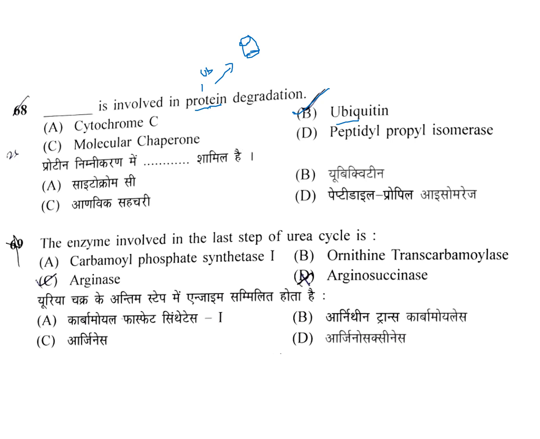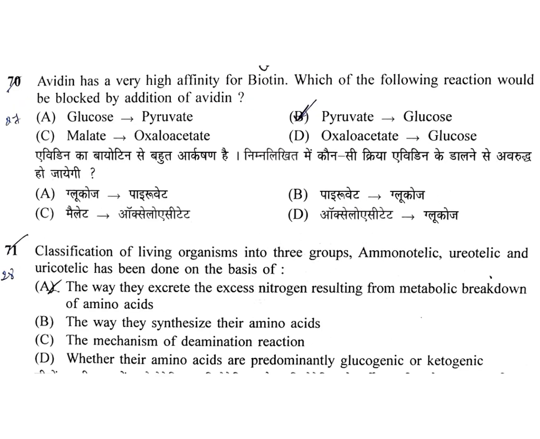The next question is: the enzyme involved in the last step of the urea cycle is. In the urea cycle, ammonia is converted to urea in the liver. Here the last step has been asked. The first option, carbamoyl phosphate synthetase 1, is actually the first step. Then ornithine transcarbamylase, argininosuccinase, or arginase. Arginase is the last step, where urea is released. So the right answer is arginase. The arginase catalyzes the last step of the urea cycle.